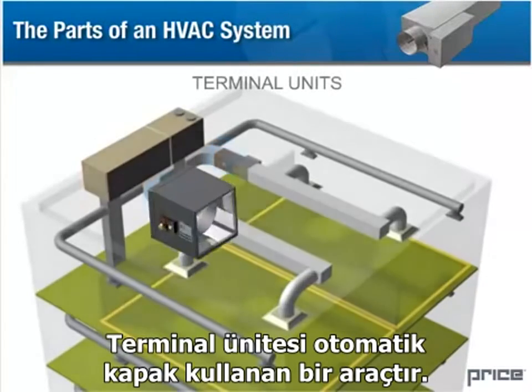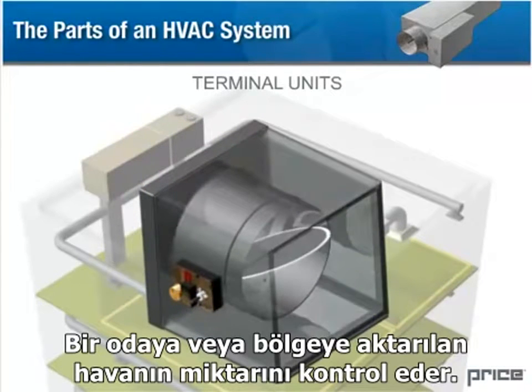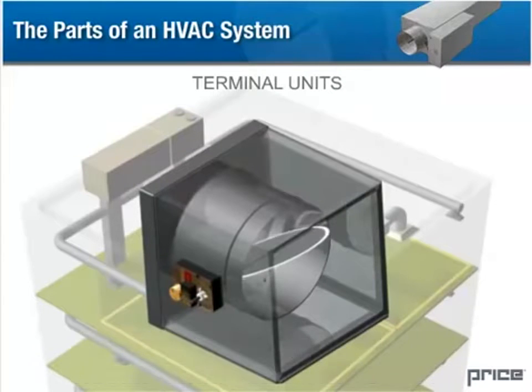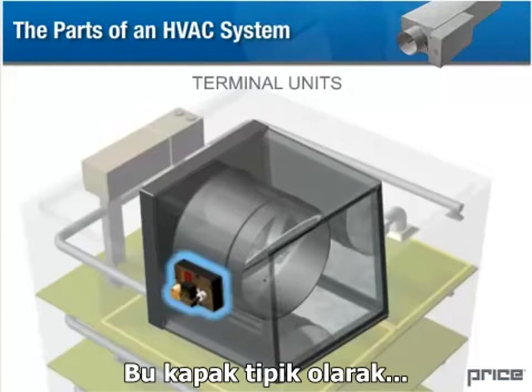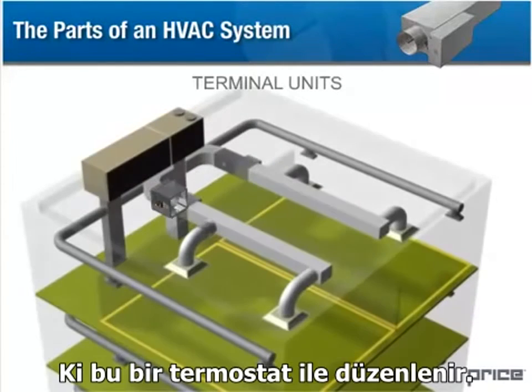A terminal unit is a device that uses an automated damper to control the amount of air which is delivered to a room or region. The damper is typically controlled by an electric, pneumatic, or digital actuator, which in turn is regulated by a thermostat.